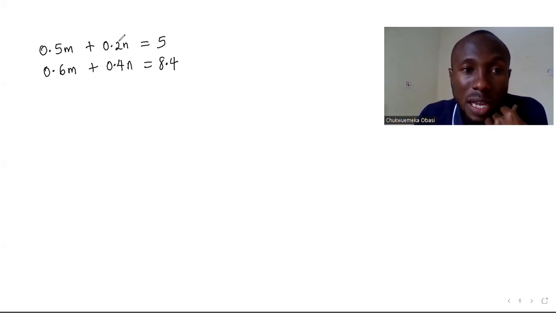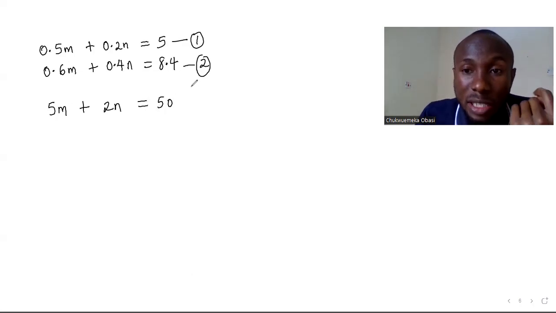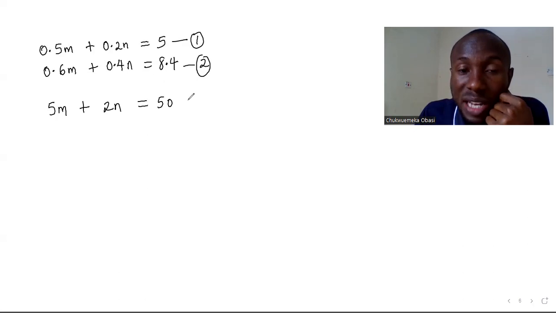If I decide to multiply everybody here in equation 1 by 10, let's call this equation 1, and let's call this equation 2. So if I multiply everybody here by 10, let's see what it gets. 0.5 times 10 will give me 5. And if I multiply this 0.2 by 10, I'll get 2. And if I multiply 5 by 10, I'll get 50. The whole reason why I'm doing this is just to get rid of these decimals. I don't really like decimals, so I like integers. So this is equation 1.